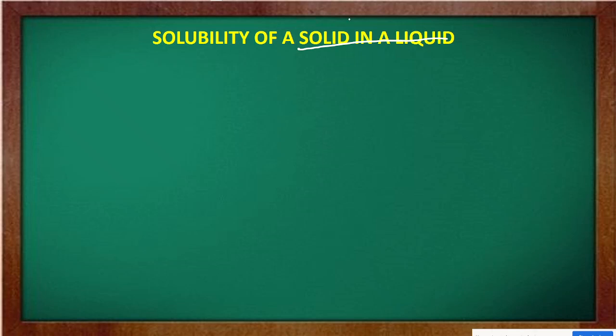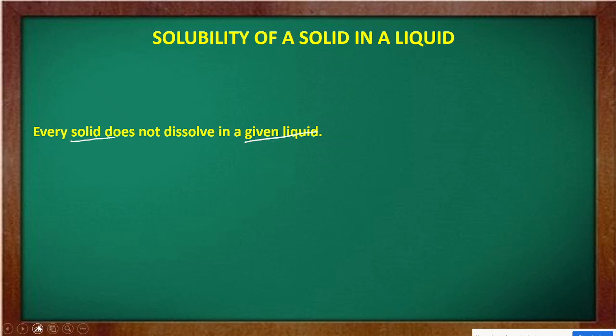तो अलग अलग चीज़ों का सॉलिड को हम लिक्विड में हर रोज घरों में रोज ही मिलाते हैं. So this is very common to us. Now we are going to study about the properties of this solubility. What are these properties? Let's see. First property is that every solid does not dissolve in a given liquid. This is the very first property here.